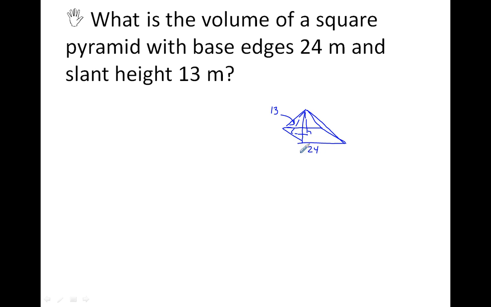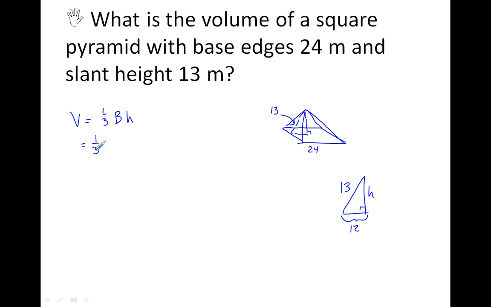So if we pull out that triangle, which is our right triangle, this here is going to be half of the base edge, so that's 12. Our hypotenuse is 13. The height's the one that we don't know. Now remember, volume is 1/3 times the area of the base times the height.